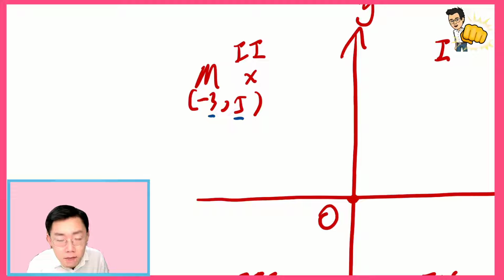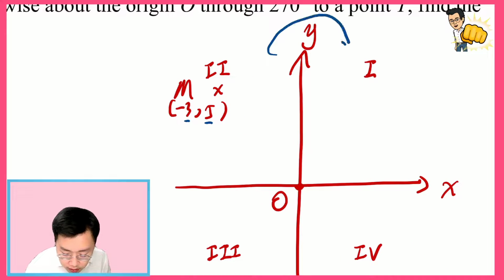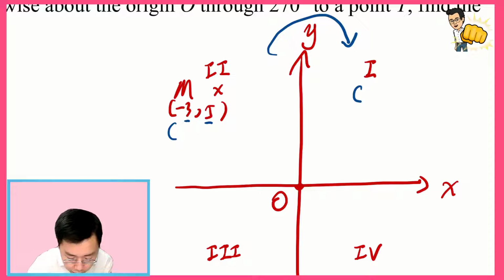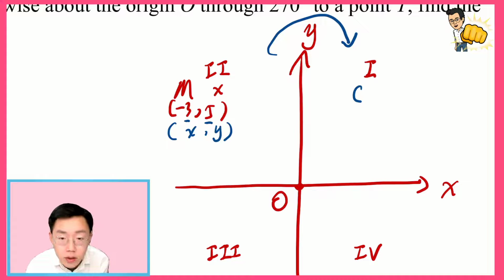If you want to rotate it 90 degrees clockwise, in this direction, that is clockwise, from one quadrant to the next, nearby quadrant, then the positions of the xy coordinates are changed. What is the meaning of change? Before, this one is x and y. When I rotate it 90 degrees, it becomes y and x.